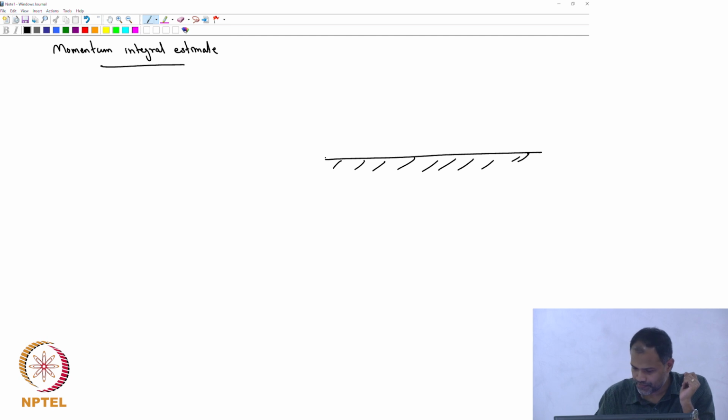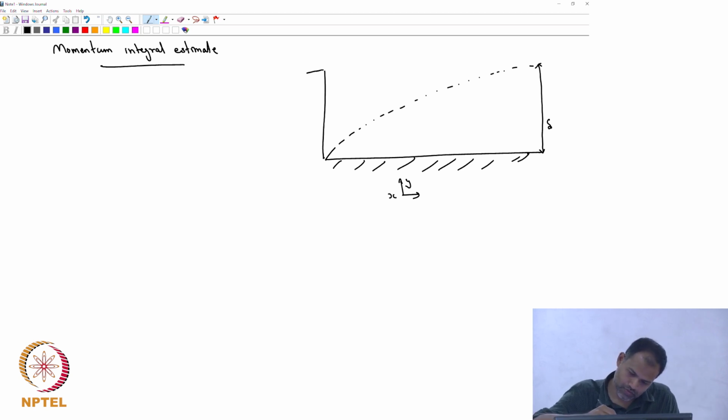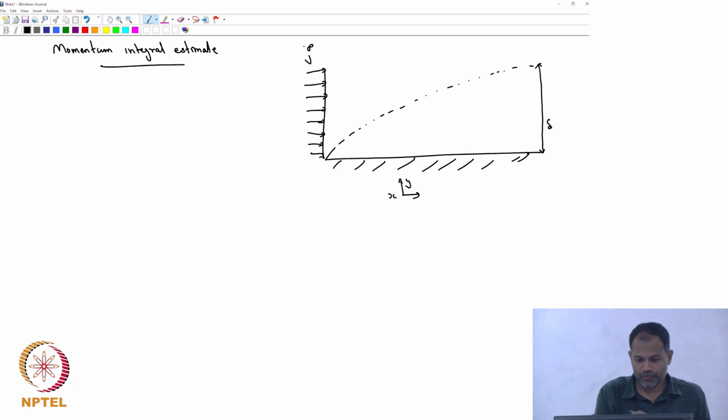My solid plate, my boundary layer, x, y, delta, the boundary layer thickness, and the uniform velocity, u infinity. I am going to consider a streamline that is going to reach this point. Okay, so that's going to reach this point. Let's say that is a streamline.